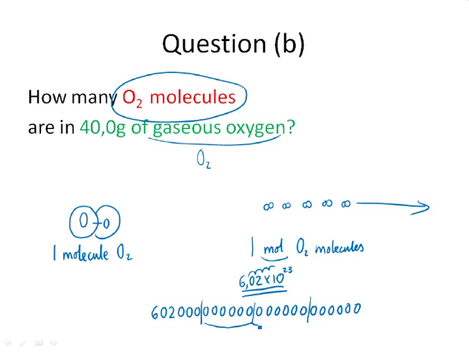6,02 times 10 to the power 23 molecules makes up 1 mole of molecules. A huge, huge number. You can see that 1 molecule and 1 mole of molecules is not the same thing. So this question is different from the previous.